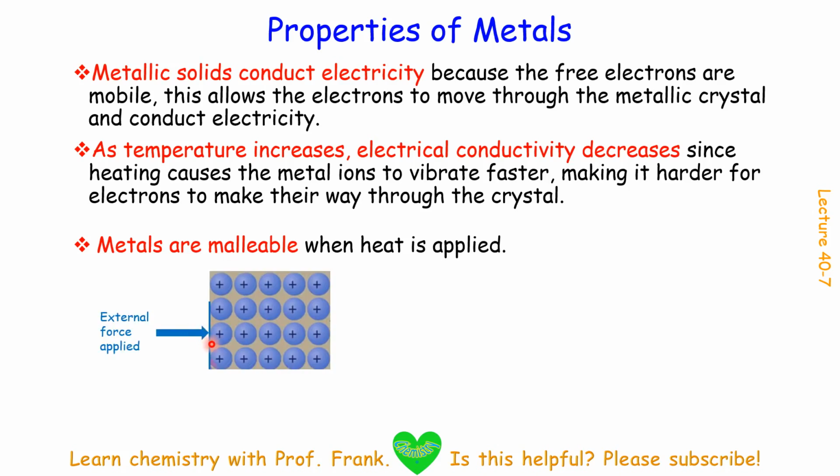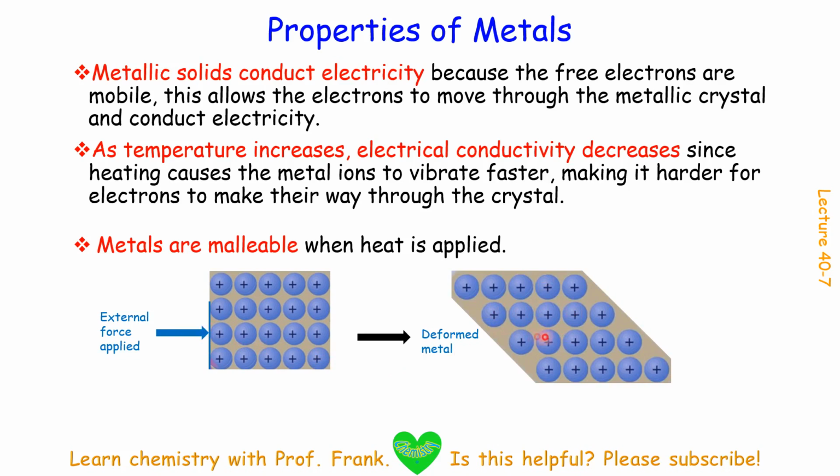When heat is applied, metals are malleable. When external forces are applied, the heated metals simply deform or reshape. They don't break like ionic solids. That is because metallic bonding is the attraction between those cation islands and the electron sea. There are no cracks. This is actually why blacksmiths can make knives, swords, and horseshoes out of metal blocks.